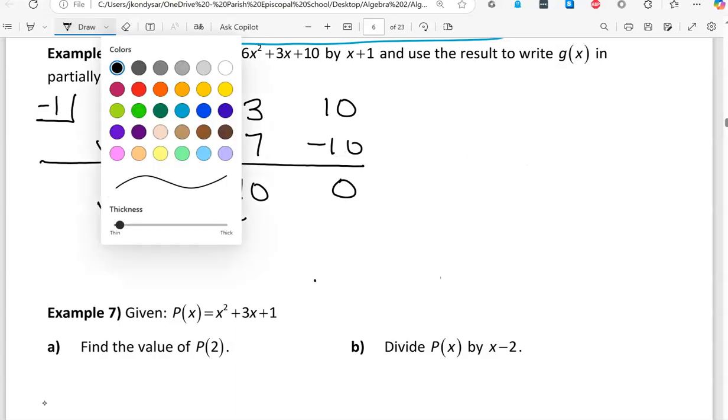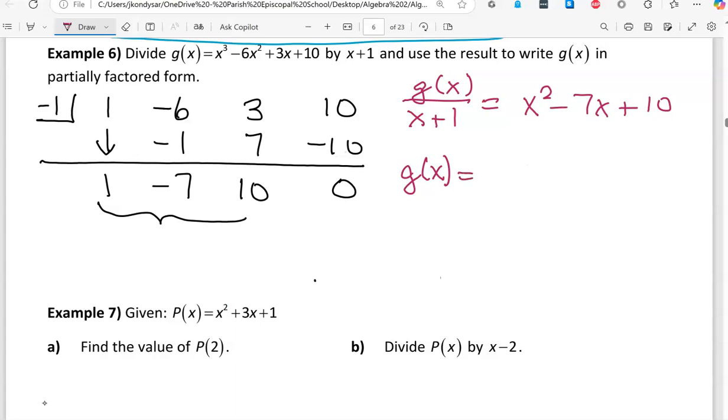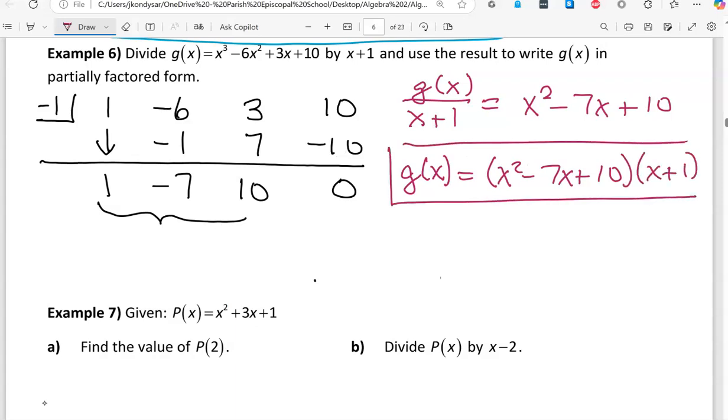So what I'm going to do is write that division out just as we stated it. G of x, we took it and we divided it by x plus 1, and the result was x squared minus 7x plus 10. In order to write g of x in partially factored form, I can multiply both sides by x plus 1, and I'll get x squared minus 7x plus 10 times x plus 1. That's a partially factored form.